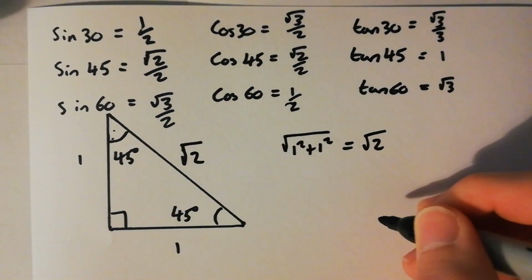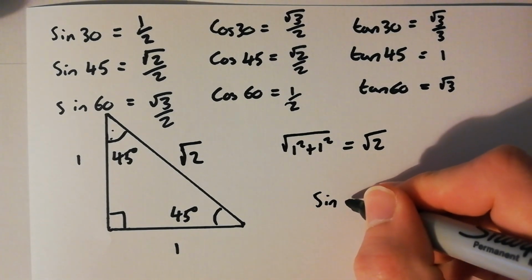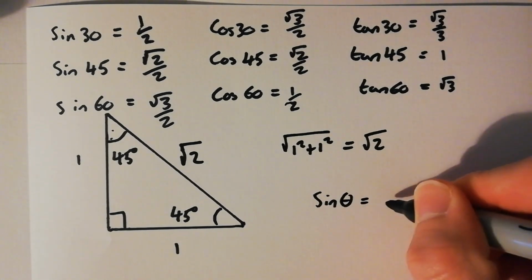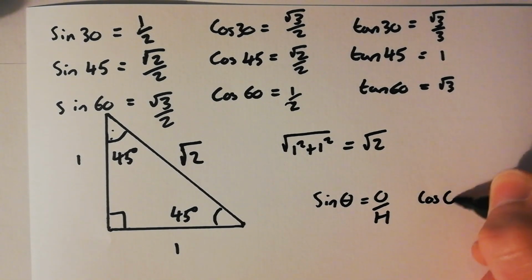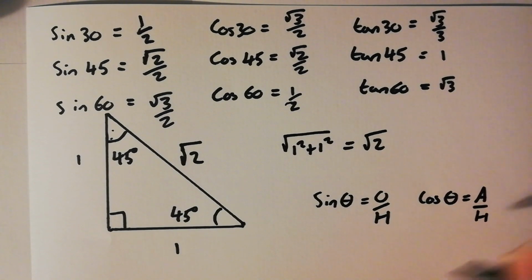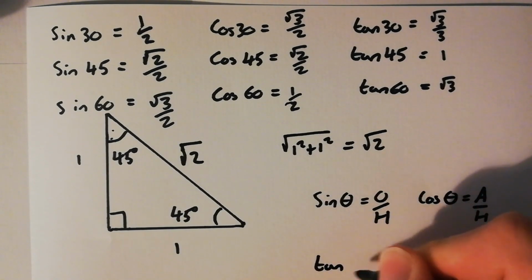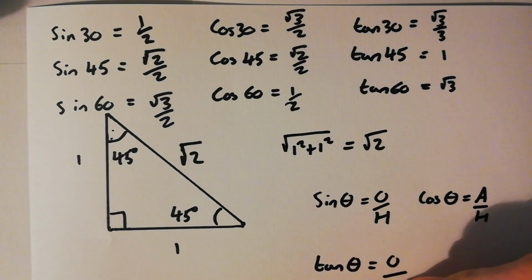Now you have this triangle drawn, knowing that sine of the angle equals opposite over hypotenuse, cos of the angle equals adjacent over hypotenuse, and tan of the angle will equal opposite over adjacent.